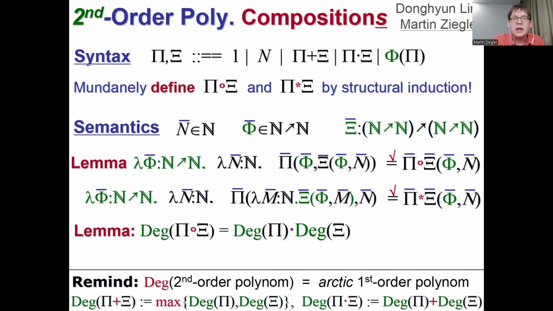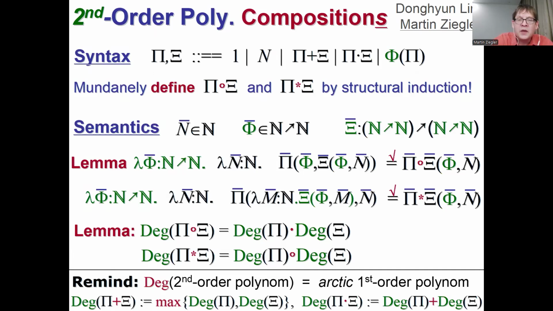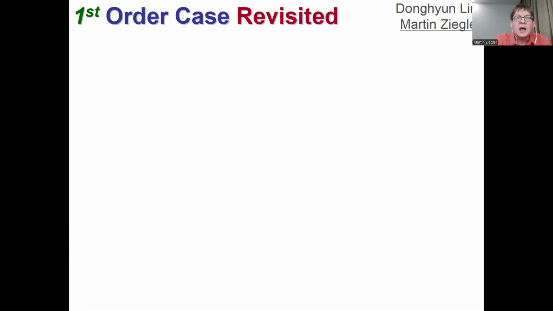And also, then again, it follows that the degree of the composition is the product of the degrees, where the degree of the first type of composition is as before, and the degree of the second type of composition turns out to be the first type of composition of the two degrees. Recall that the degree is an arctic first order polynomial, so we can compose them in an ordinary way.